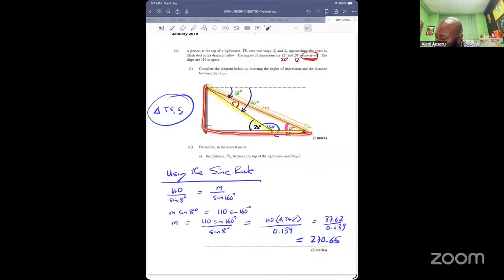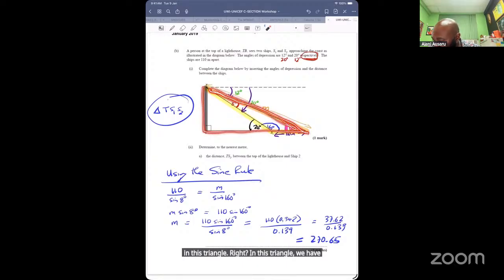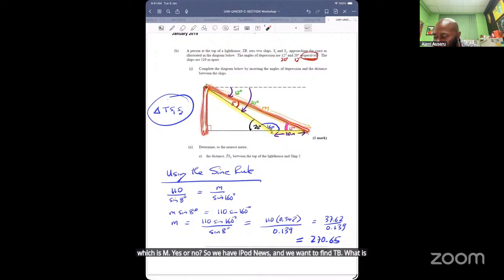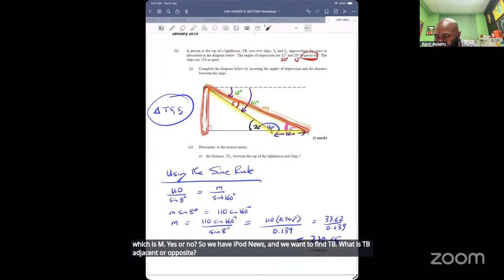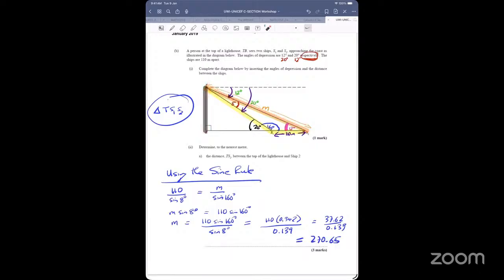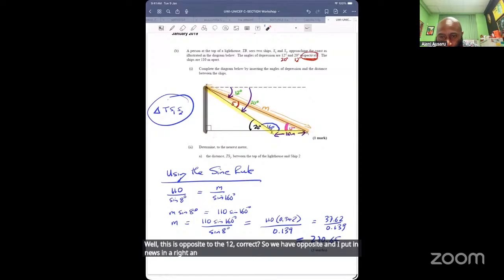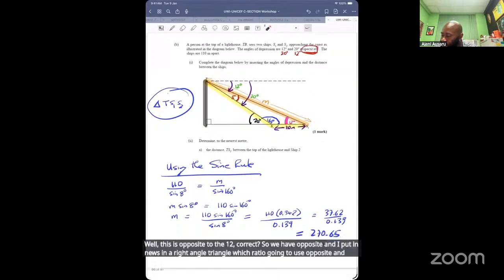In this triangle, we have the hypotenuse, which is M. Yes or no? Yes, sir. So we have the hypotenuse, and we want to find TB. What is TB? Adjacent or opposite? Opposite. Opposite to what? Opposite to angle 12. This is opposite to the 12, correct? So we have opposite and hypotenuse in a right angle triangle. Which ratio are we going to use?